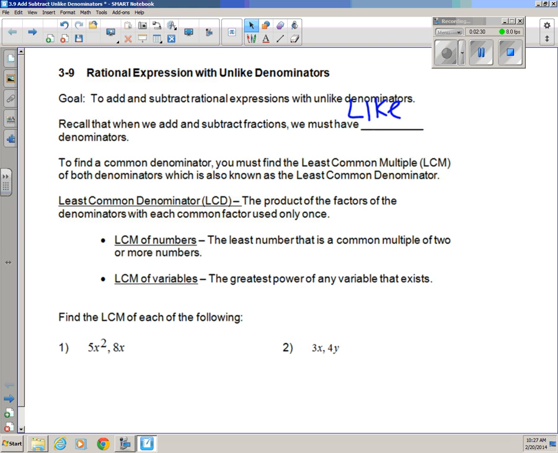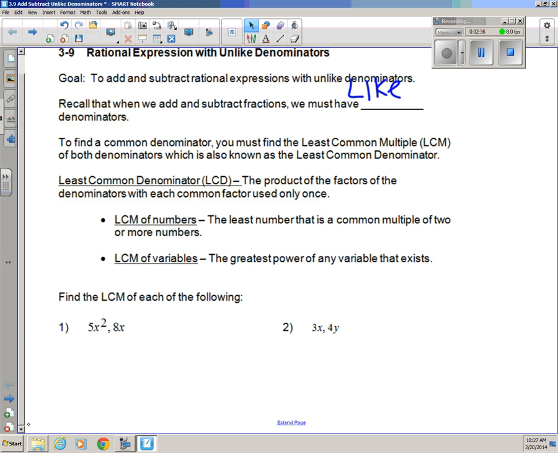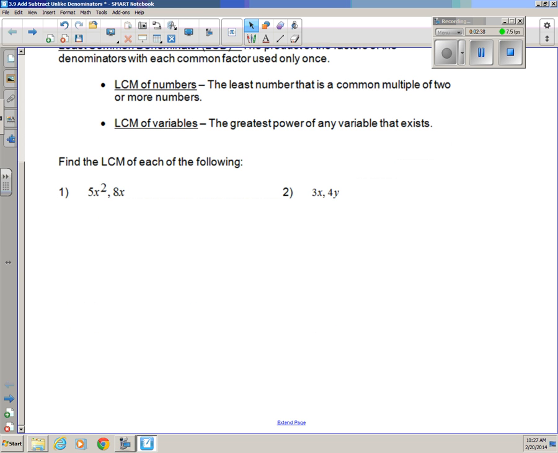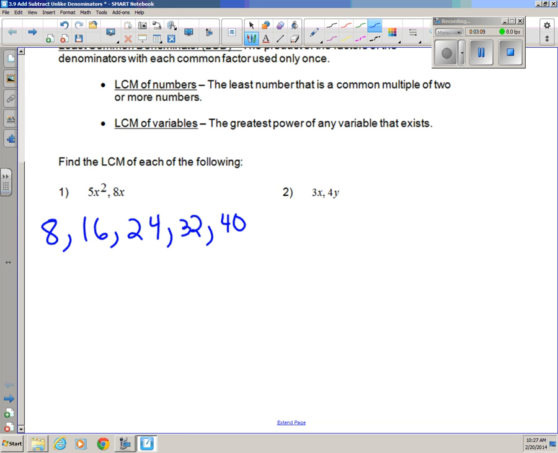We basically need to make sure that the bottoms, the denominators, balance each other out, that they turn into the same thing. So if I take a look at this first one, I've got 5x squared and I've got 8x. Well, 5 and 8 aren't the same, but what's the smallest number they could both turn into? Essentially, I can start counting by 8s. 8 times 1 is 8. 5 doesn't go into it. 8 times 2 is 16. 5 doesn't go into it. 8 times 3, 24. 5 doesn't go into it. 8 times 4, 32. 5 doesn't go into it. 8 times 5, 40. 5 does go into it.